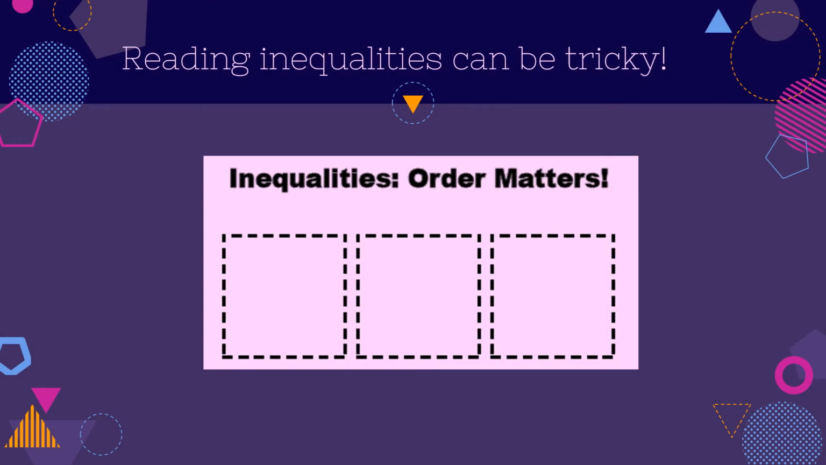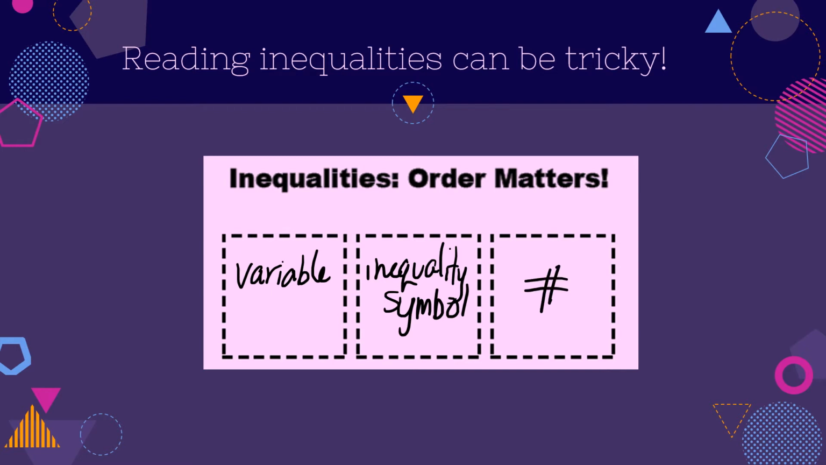We do have this foldable. You might have already filled it in, but it's the flip-flop foldable. And what we're going to fill in here is just remembering that we want to write the variable first, then the inequality symbol, and then the number, right? So we want to do that so it helps us graph, it helps us read the inequality and understand it the best.